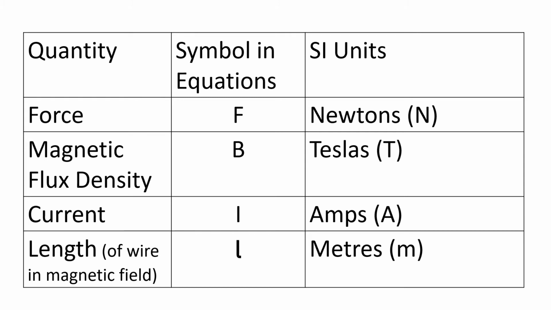We'll be using an equation in this lesson to calculate the force on a current carrying wire. So first we need to know what the symbols are and what the units of these different quantities are. So force is written with a capital F and its units are newtons. Magnetic flux density is written with a capital B and the units are teslas. Current is a capital I and the units are amps, and length is a lowercase l and that is measured in meters.